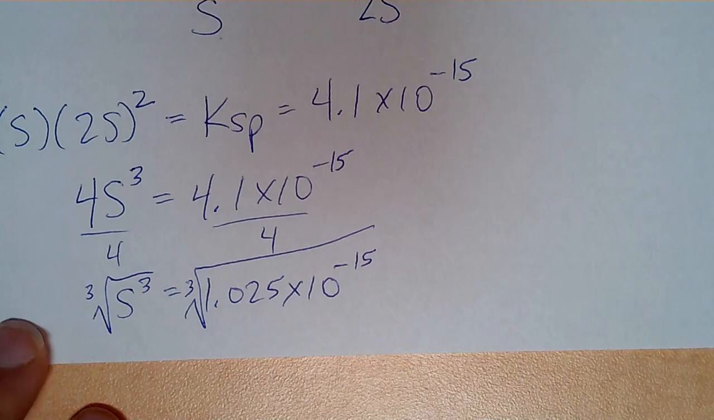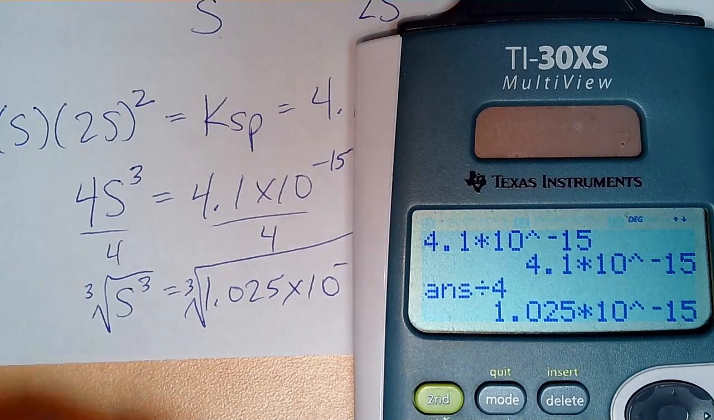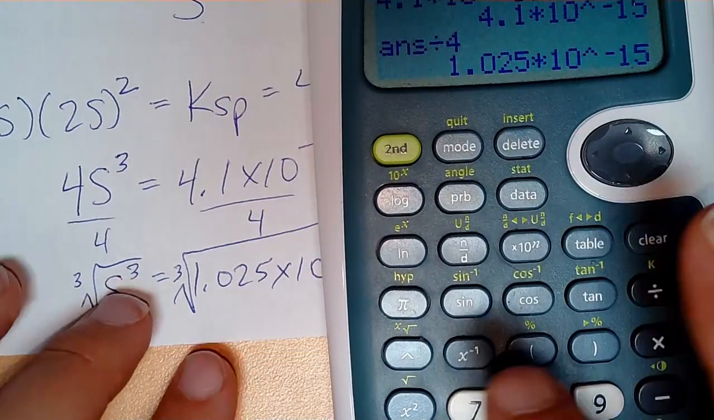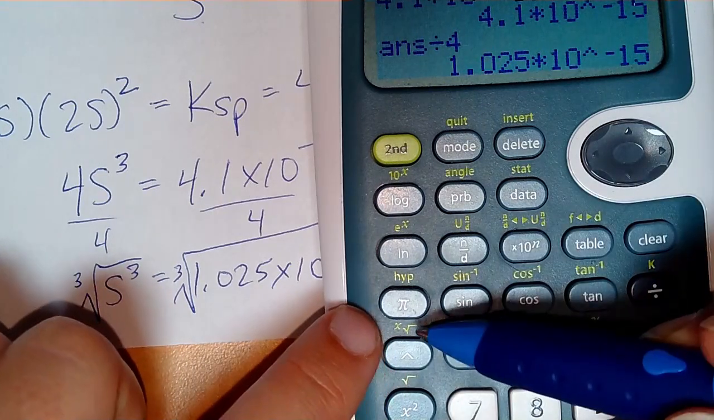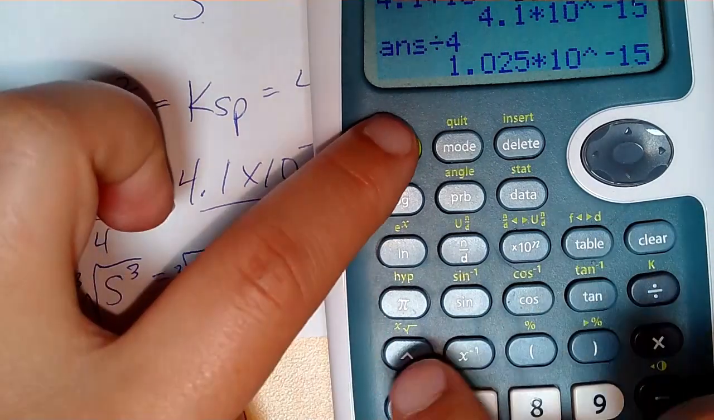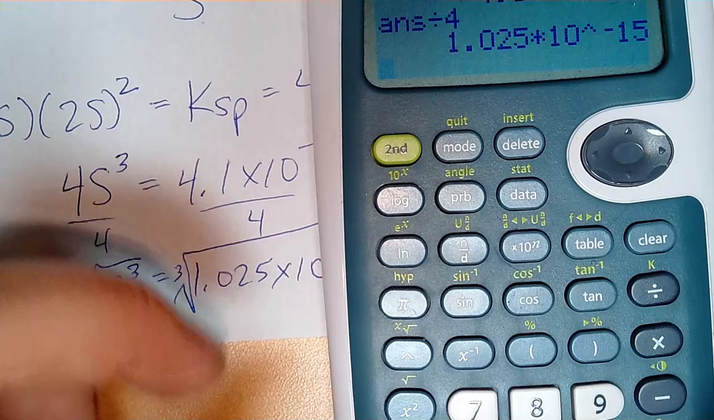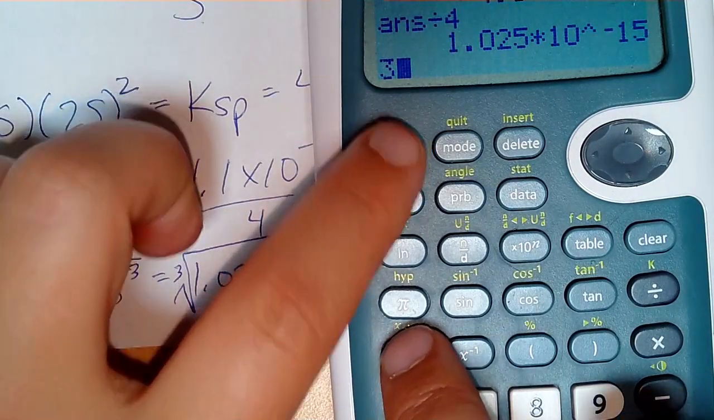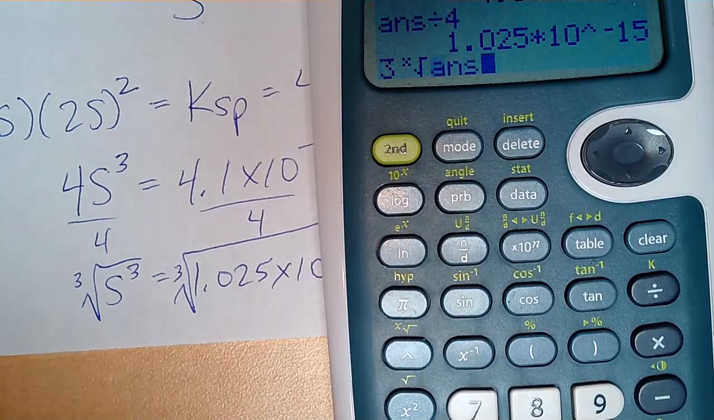If we do a cube root, at least on my calculator, I have this key right here that has the caret on it, and if you look above it, it has an x times the radical sign. So I'm going to do that. I'm going to have to put the number in first. So 3 to that, and then my answer. And that gives me 1 times 10 to the minus 5.